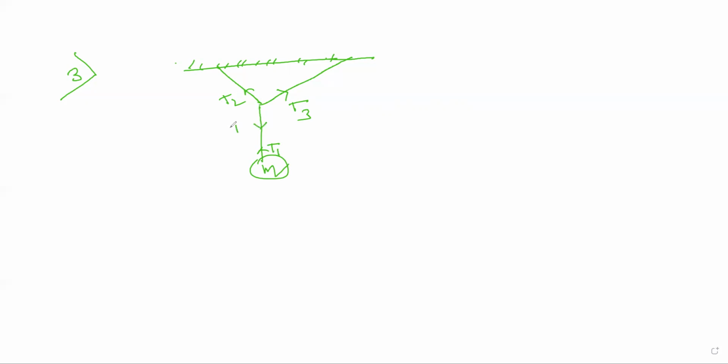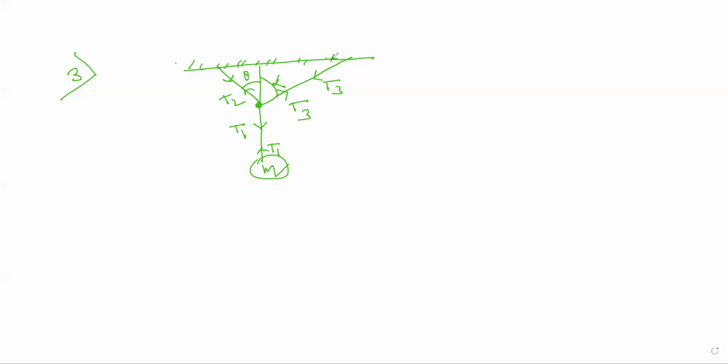I have assumed it. I have also stated before that tension in a given string will remain the same, so here tension will remain T3. It is also given that this angle is theta. Now I am going to consider the equilibrium of this point. This is theta and this one is alpha.